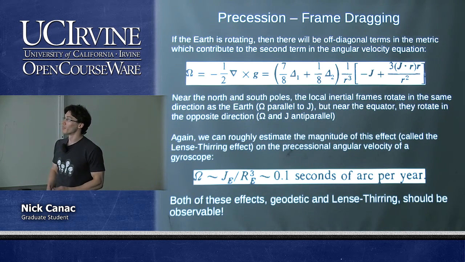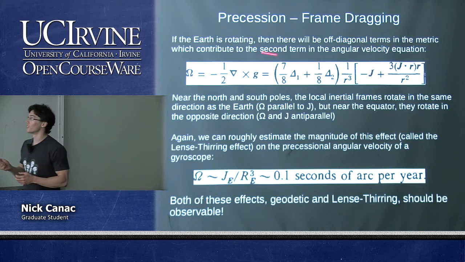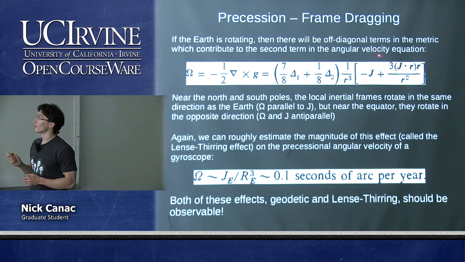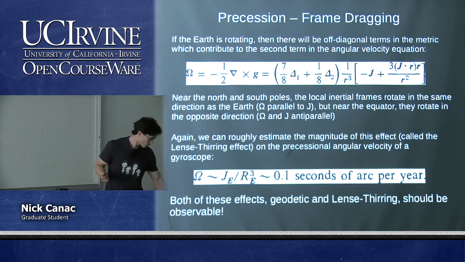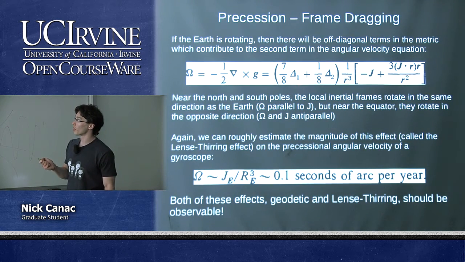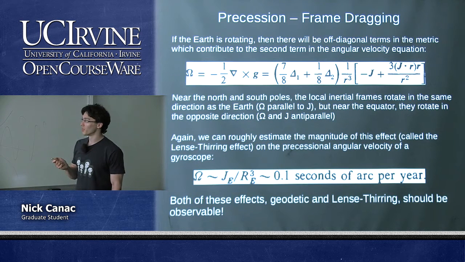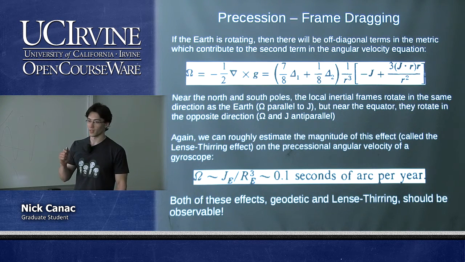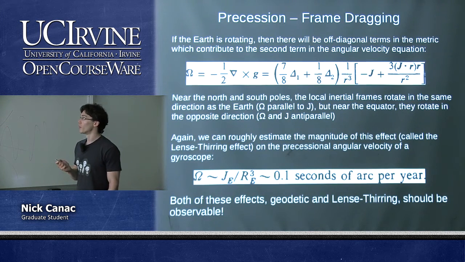So now, if the Earth is rotating, and I've been assured that it is, then you get the off-diagonal terms in the metric. So this term in the angular velocity equation. If you work out what those are, you end up getting this expression, where these deltas, again, are just PPN parameters, and they're equal to 1. And so this whole thing right here is just equal to 1. So qualitatively, if we study this, what we see is that near the north and south poles, an object will rotate in the same direction as the Earth. But if you're closer to the equator, you actually rotate in the opposite direction.